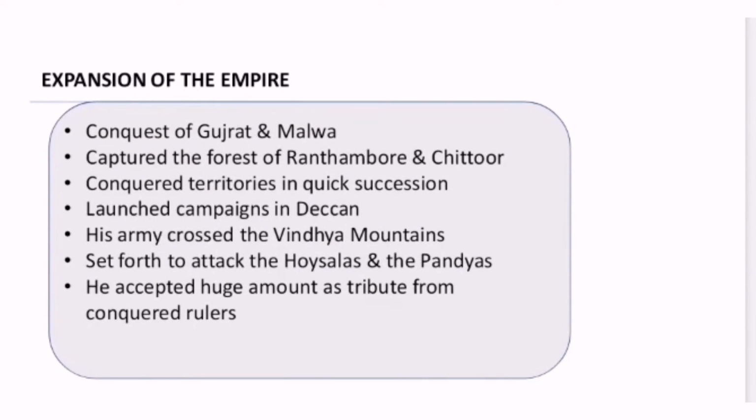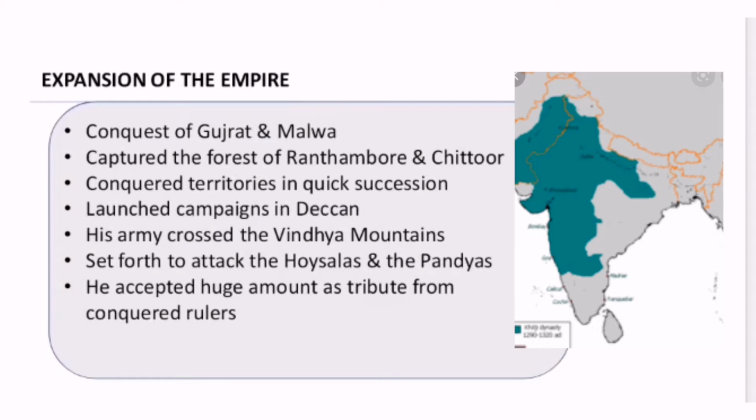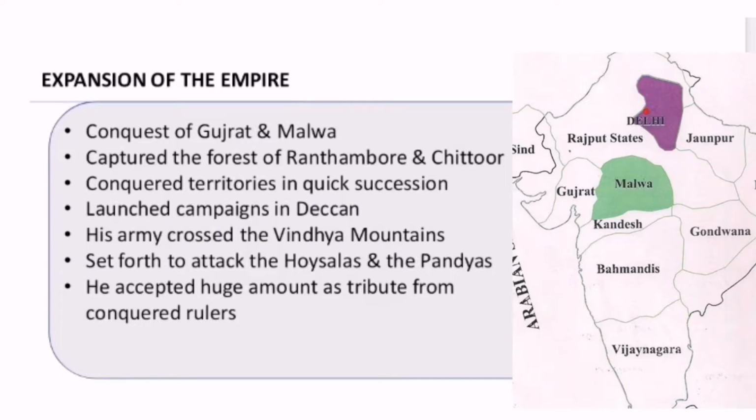Next, we want to discuss how Alauddin Khalji expanded his empire, that is, the expansion of the empire. Alauddin Khalji started the first step of the expansion of the empire with the conquest of Gujarat and Malwa, and he captured the forest of Ranthambore and Chittor.